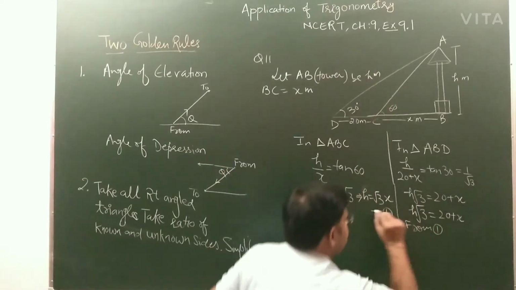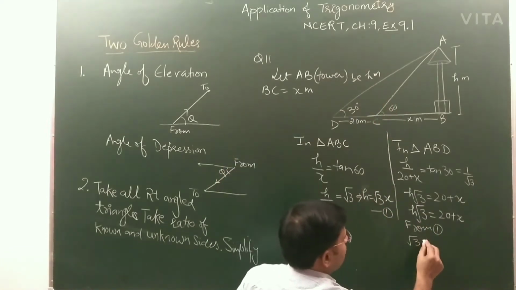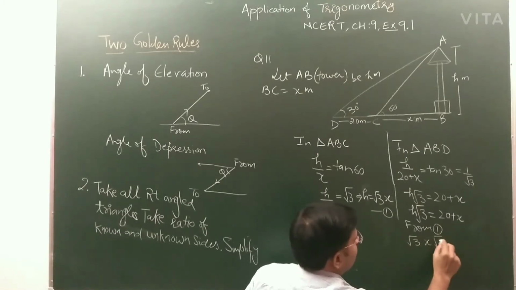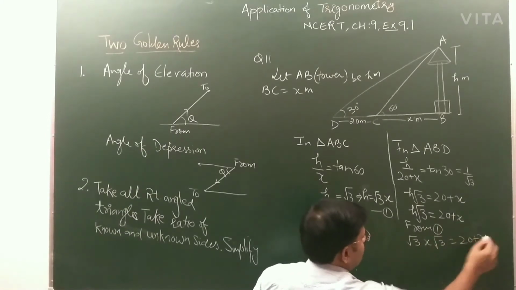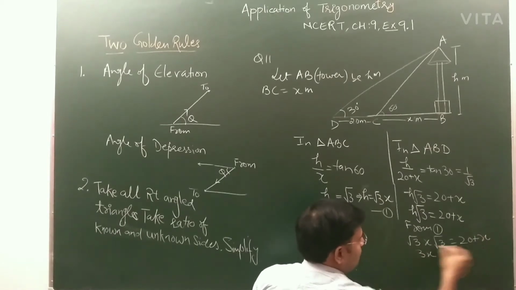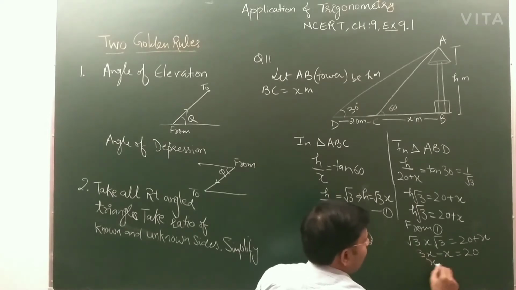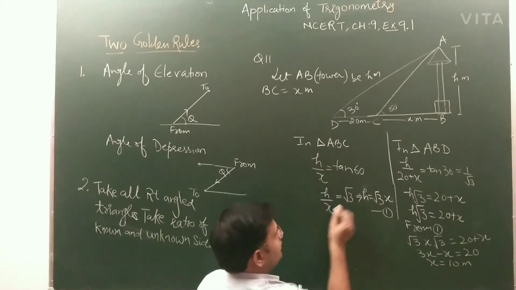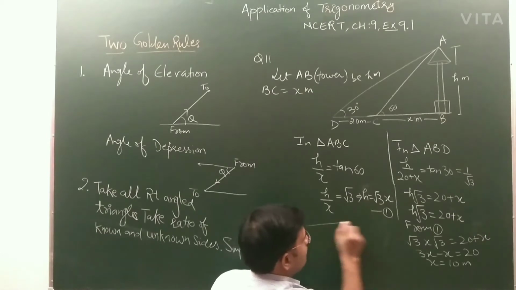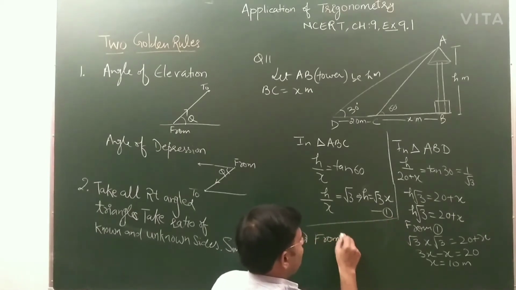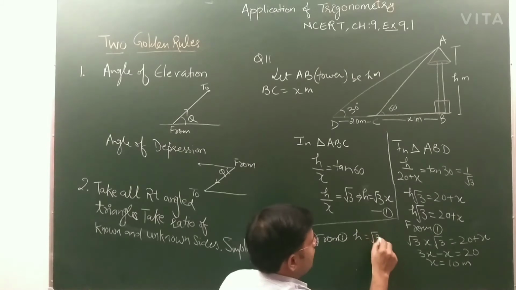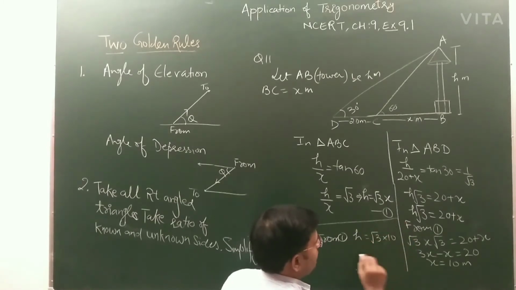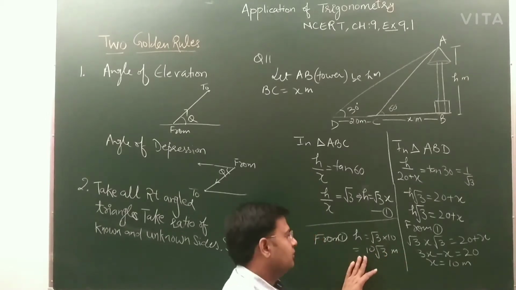we can solve it. This h is root 3 x, so root 3 x times root 3 equals 20 plus x. So from here this is 3x, and you bring this x here, so 3x minus x is 2x equals 20, so x is going to be 10. Once we have got x equal to 10, we can solve again from 1. So from 1 again, h will be root 3 into 10, so 10 root 3, and your answer is this only, 10 root 3.